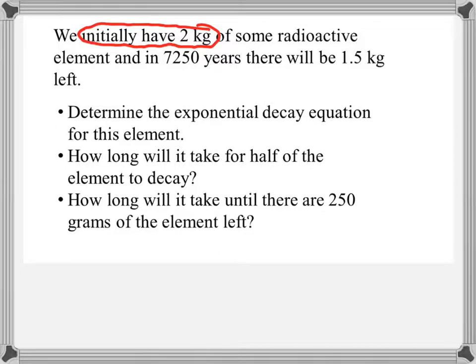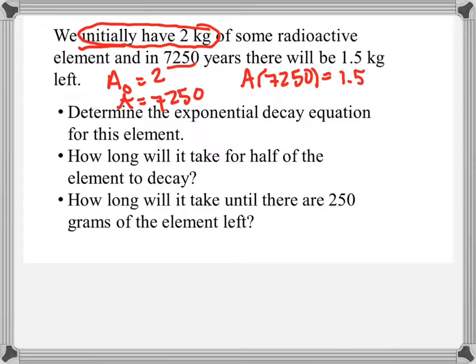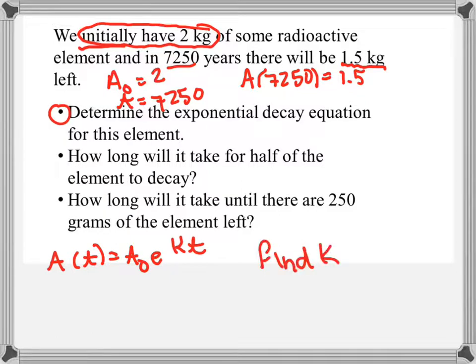Okay, so we initially have 2 kilograms. That means A sub 0 equals 2. We are looking at a time of 7,250 years. A of 7,250 will equal 1.5, because we have 1.5 kilograms left. So we want to know k so we can finish writing this equation. So A of t equals A sub 0 times e to the kt.